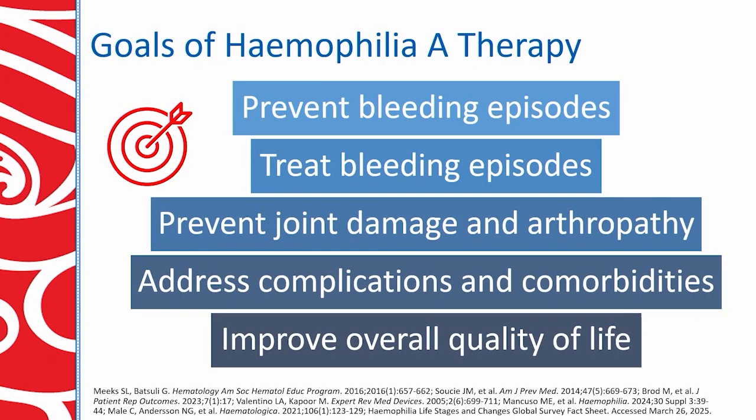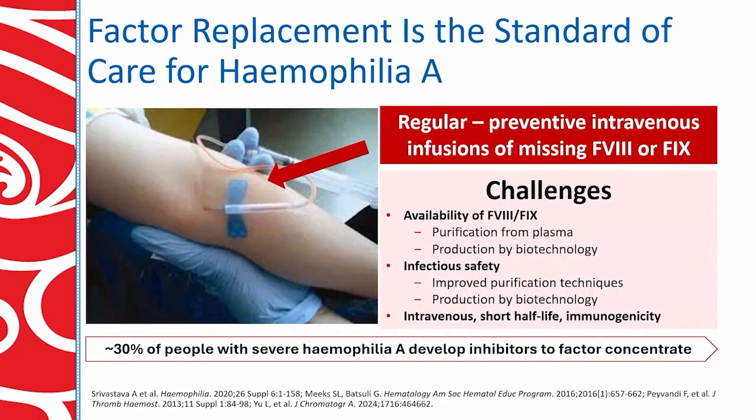So what are the current goals of hemophilia therapy? Certainly to prevent the bleeds, to treat the bleeds, to prevent joint damage and arthropathy as early as possible in life, to address the complications and the comorbidities of the past, and certainly to improve the quality of life so that patients with hemophilia can live more or less a normal life.